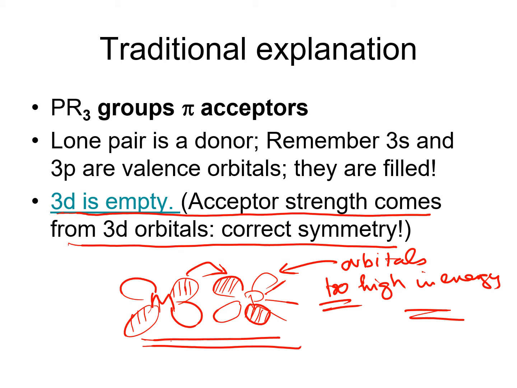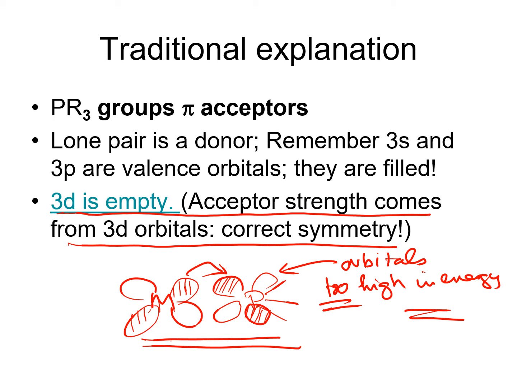So where is this pi acceptor character coming from? If at all it is coming from the phosphorus, it has to come from the empty d orbital which is present on the phosphorus. This was a popular explanation for a long time, except that once theoretical calculations became popular, it was realized that the d orbitals on phosphorus are actually virtual orbitals, and they are too high in energy to reasonably interact with the metal filled orbitals.